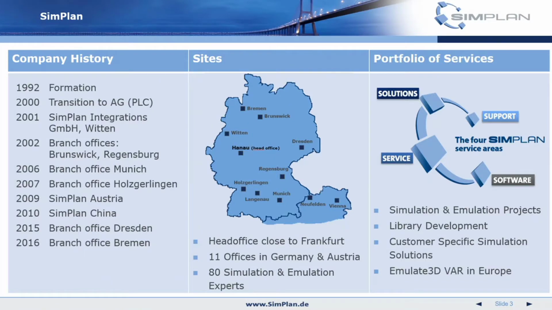So Simplan was founded around 30 years ago. We're mainly based in Germany. Our head office is close to Frankfurt in Hanau. We meanwhile have 9 offices in Germany. Myself, I'm located in Munich and have been working for 15 years for Simplan, mainly in sales for projects and also for Emulate 3D. So we're around 80 simulation and emulation experts.